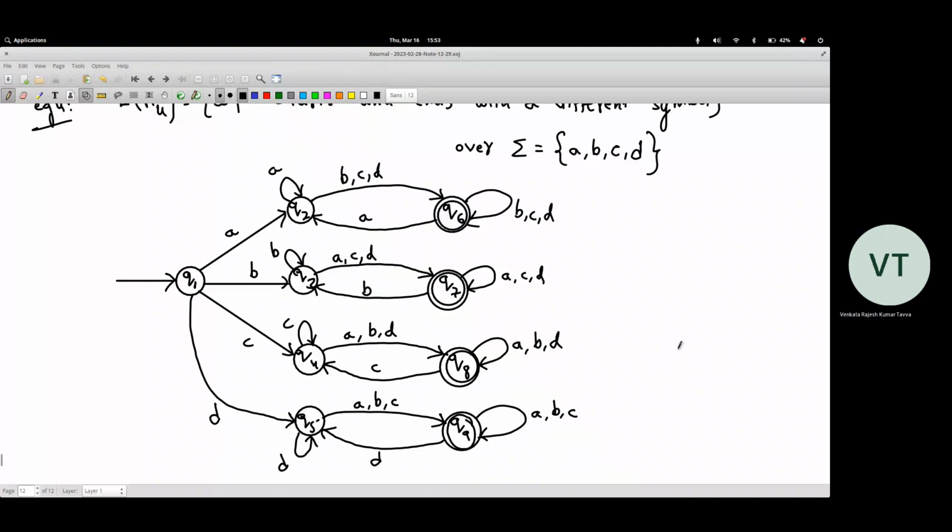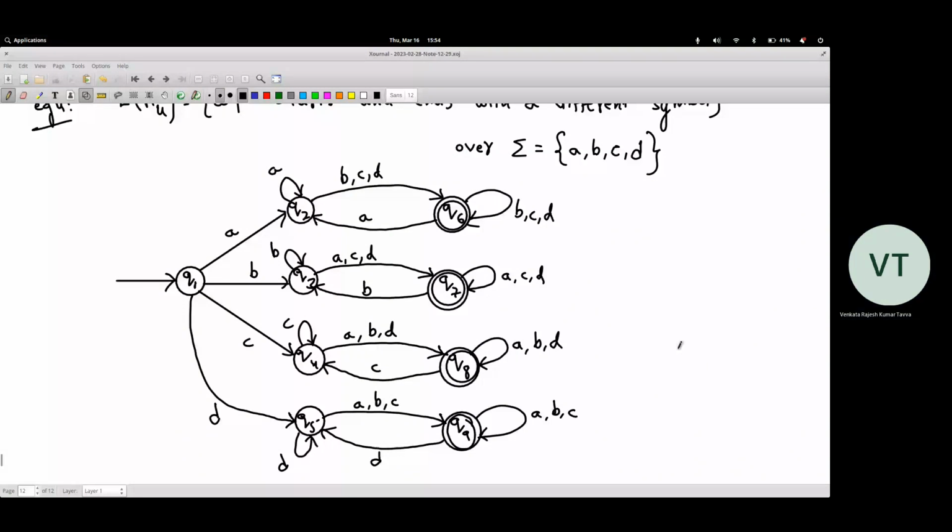Here, very similar to the previous one. The only thing is here we have more symbols, so you have more transitions. So here you have more branches. If it begins with A, it takes one branch. If it begins with B, different branch, C, one branch, D, one branch. So there are four branches. And then any symbol other than the starting symbol means you have three other symbols.